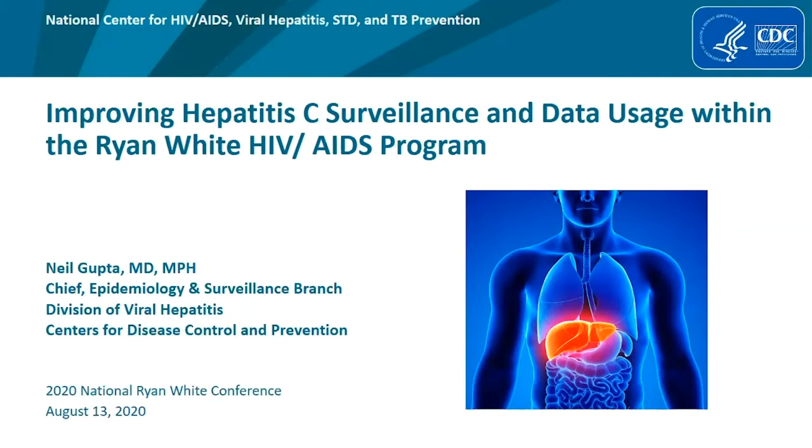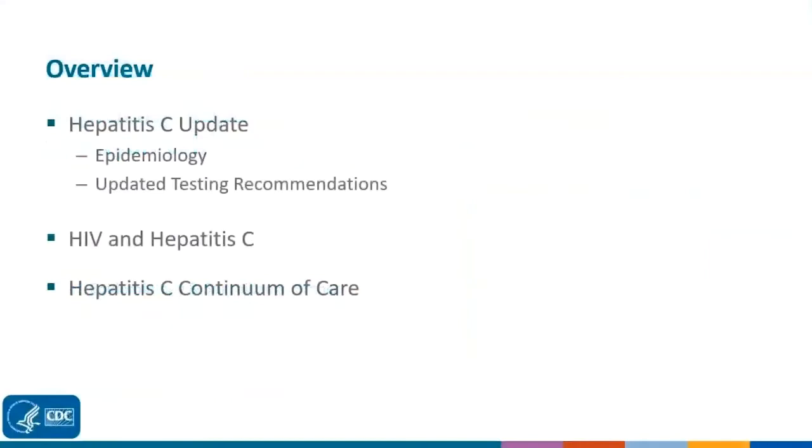Today's overview will include an update on hepatitis C epidemiology and recently updated hepatitis C testing recommendations, a description of the intersection of HIV and hepatitis C, and examples of existing hepatitis C continuums of care and opportunities for developing a simplified hepatitis C continuum of care among people living with HIV using laboratory results only.